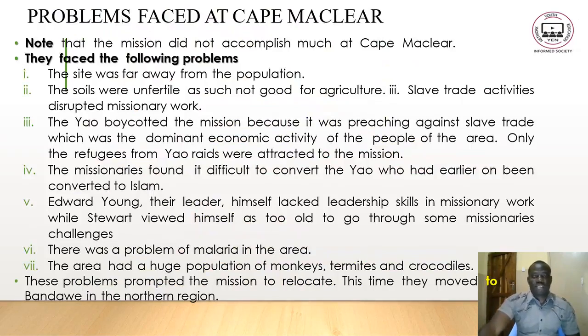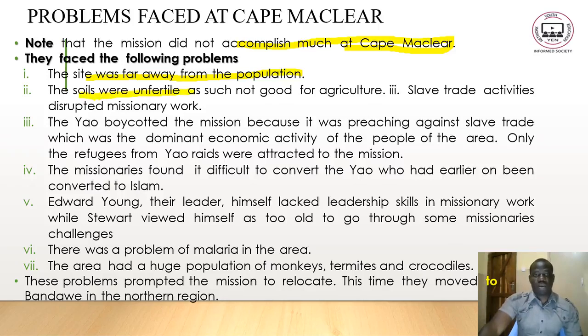However, they faced some problems there at Cape Maclear. So we have to note that the mission did not accomplish much at Cape Maclear. So they faced a lot of problems there. Number one was that the site was away from the population. Cape Maclear was far away, an isolated place where the people were on the other side. As a result, it was difficult to reach the people.